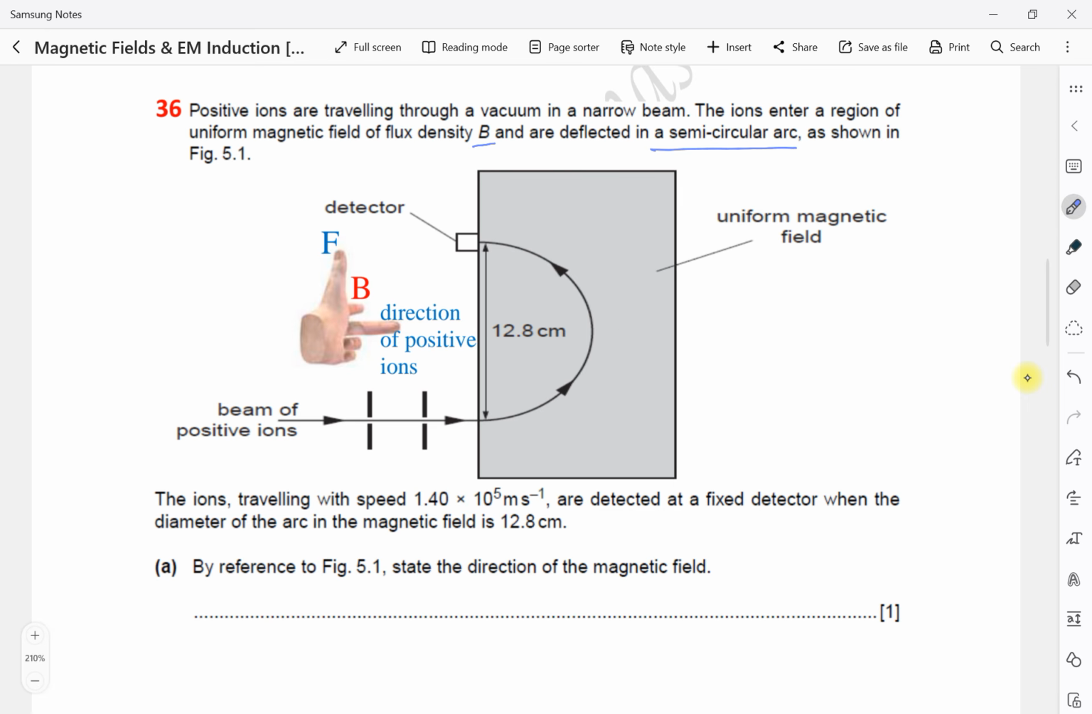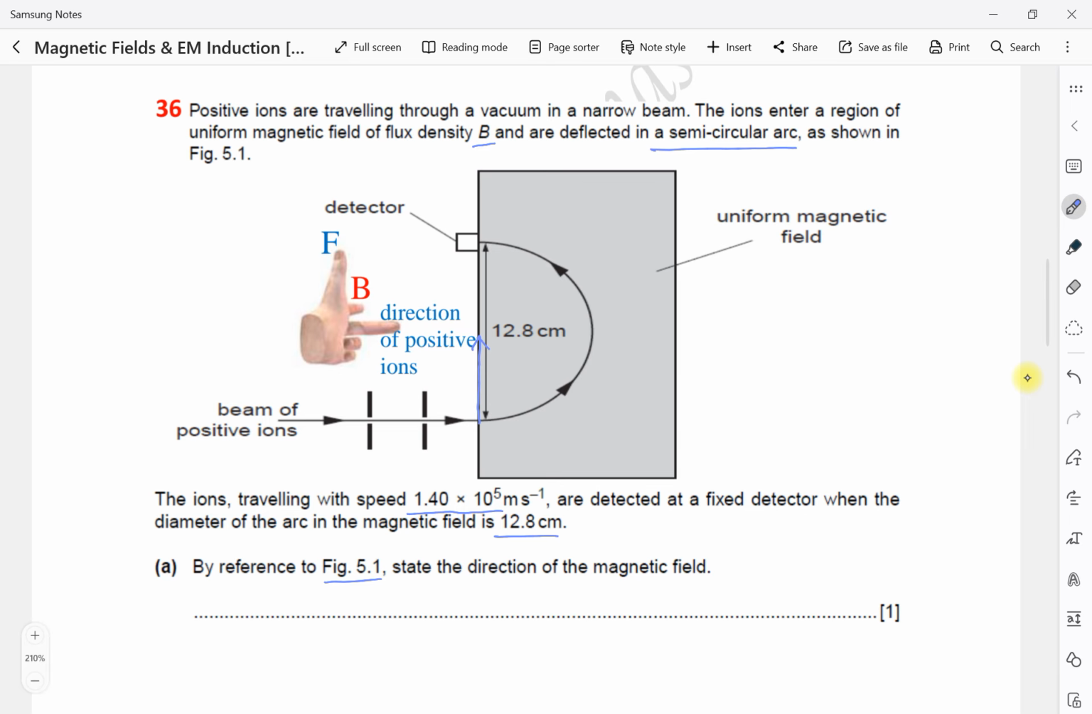Okay. The ions traveling with a speed 1.4 times 10 to the power 5 meters per second are detected at a fixed detector when the diameter of the arc in the magnetic field is 12.8 centimeters. By reference to the figure, state the direction of the magnetic field. Now that the arc is upwards, and yet the particles are entering perpendicular to the magnetic field initially, it means the magnetic force is towards the center of the circular arc, that is upwards.